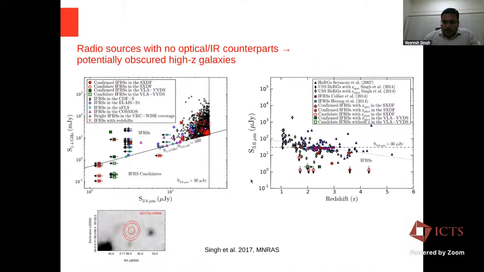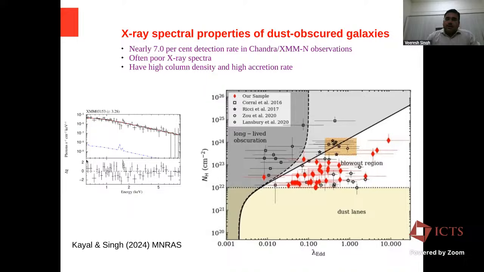We also see a population that we detect in radio, but there is no optical or IR counterpart. And these are again likely to be potentially obscured high-z sources. So what you can see is that these are some ILIV radio sources, and they are not even detected in shallow surveys. So another requirement, in addition to the deep radio continuum surveys, is that we also require deep optical and IR surveys.